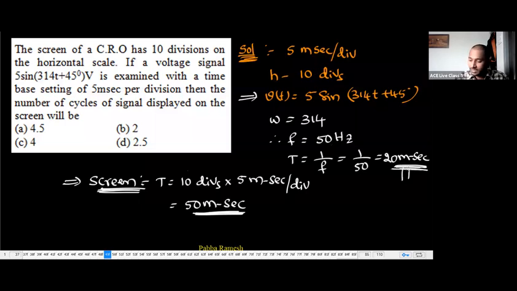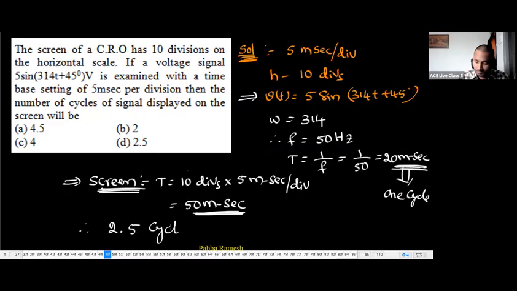Therefore, this is for how many cycles? One cycle. Now tell me, one cycle occupies 20 milli. How much space is there? 50 millisecond time space is there. So therefore, what is it here? 2.5 cycles. 2.5 is the answer.